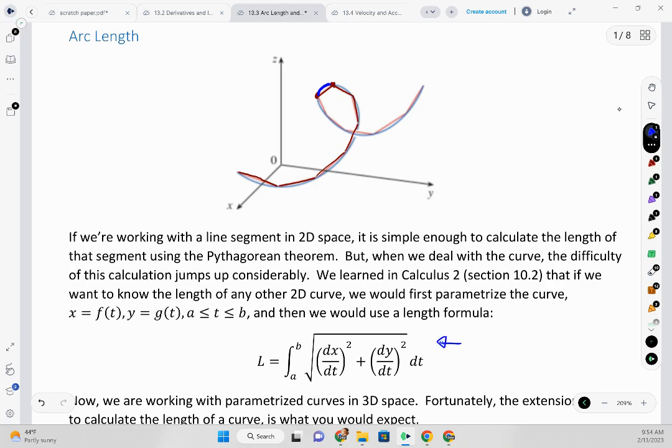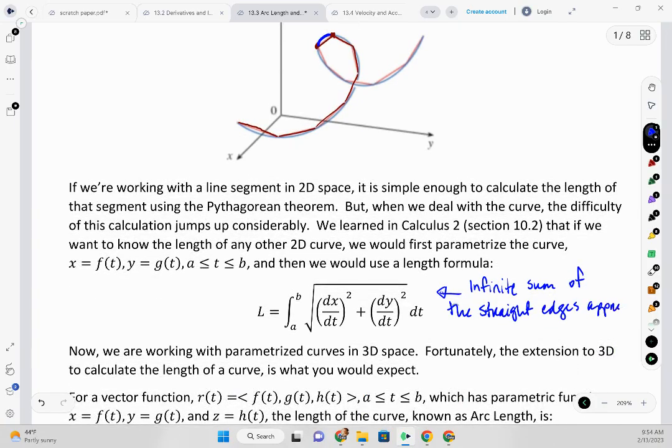And so this representation down here is the infinite sum of the straight edges approximating the curve. And because we take the limit on the length of each of the straight edges, and then we take the limit on the sum, what we get is actually an exact answer, which is pretty cool. Now, that's just kind of giving you the background there.